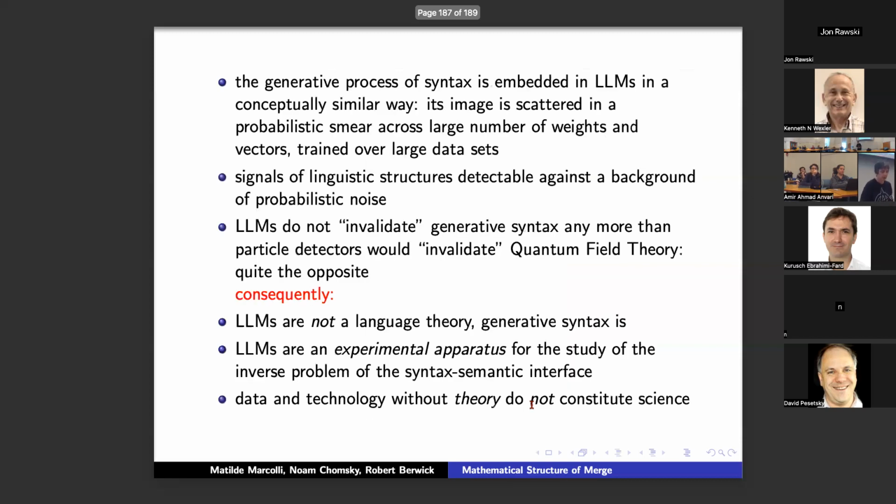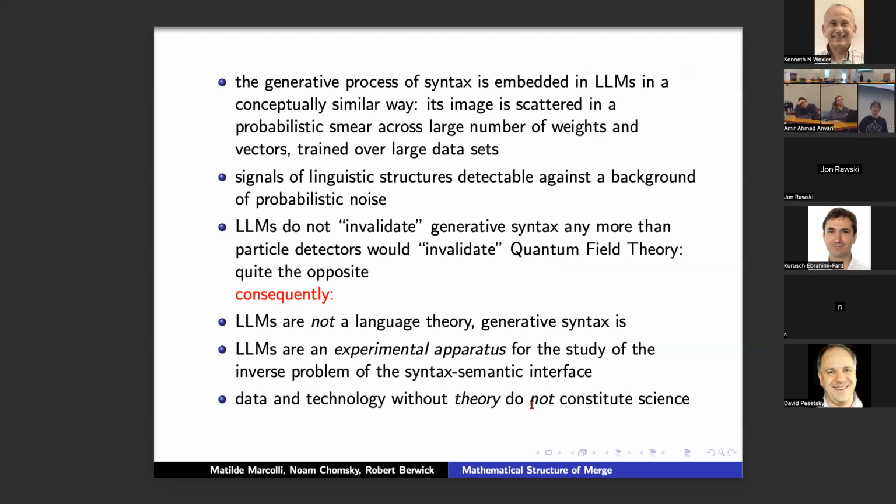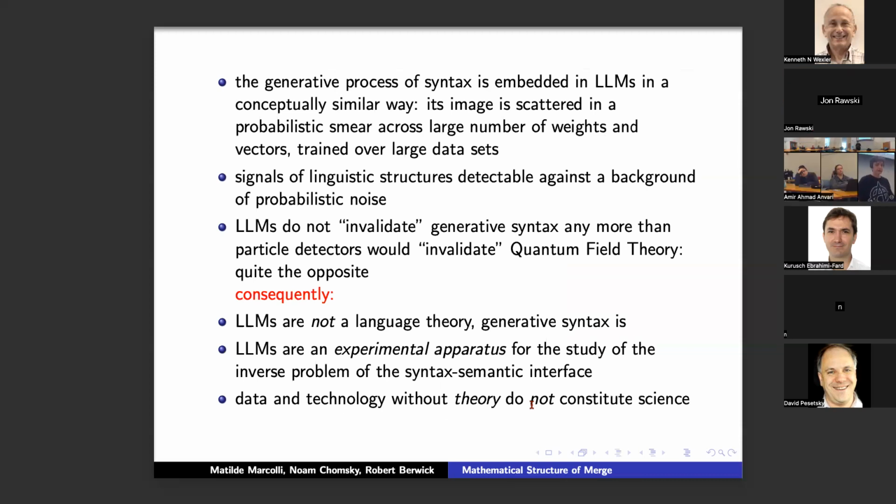You have the generative process of syntax embedded in the large language models in a conceptually similar way. Its image is scattered in a kind of big probabilistic smear of data across a very large number of weights and vectors, in a similar way in which my Higgs event, computed by quantum field theory, is scattered in a similar probabilistic way through this data of a particle smashing event in the Large Hadron Collider.